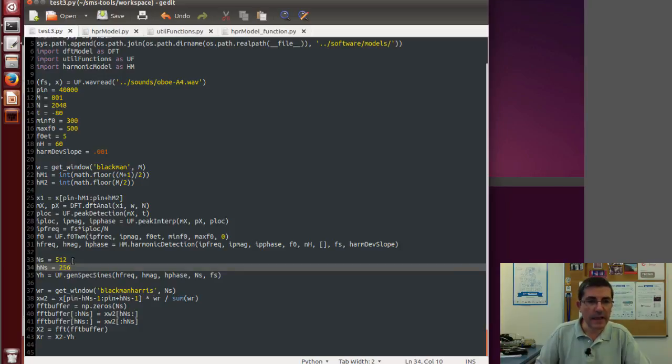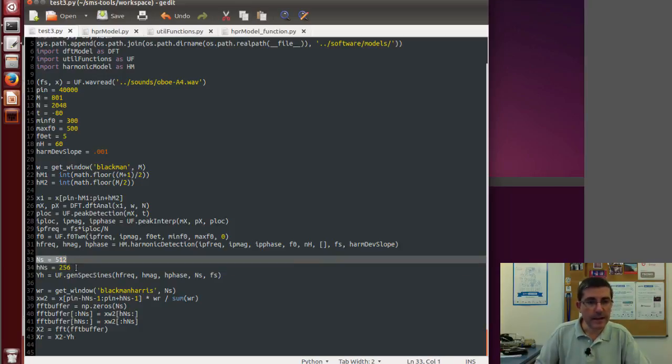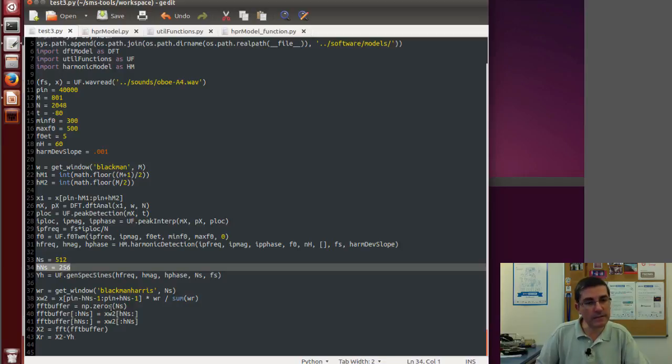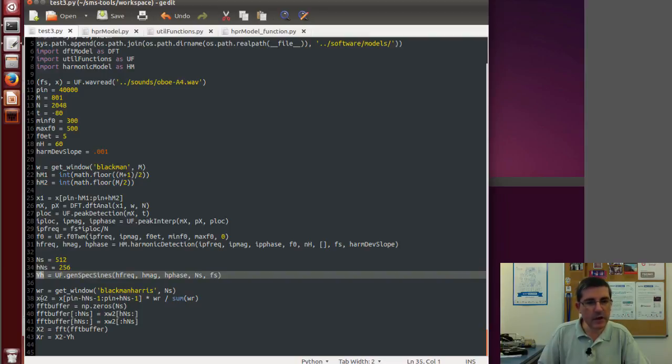So now we take an FFT of 512, and half of that is 256, and we're going to be synthesizing the spectral sines, so the main lobes of the Blackman window. Okay, and this is the YH, the complete spectrum of this harmonic component. And now this is what we are basically focusing on this week. We have to subtract these harmonics from the original signal.